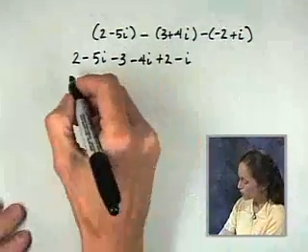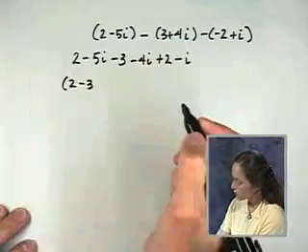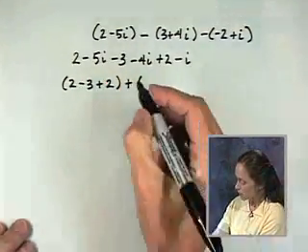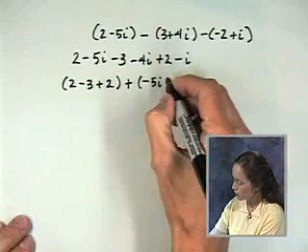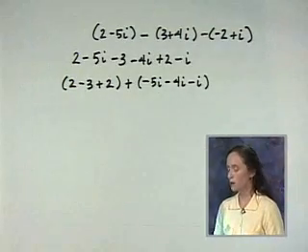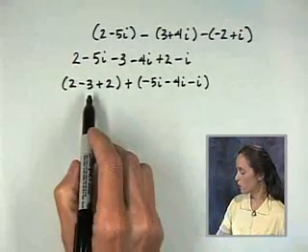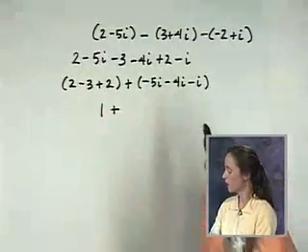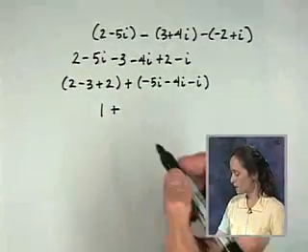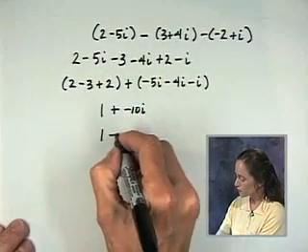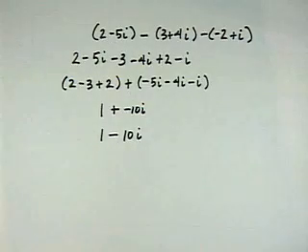Again, we want to add the real parts, 2 minus 3 plus 2, and we want to add the imaginary parts, negative 5i, negative 4i, and negative i. Simplifying these, the real parts add to 4 minus 3, which is positive 1. The imaginary parts add to negative 10i. Writing that in standard form, I have 1 minus 10i as the result.